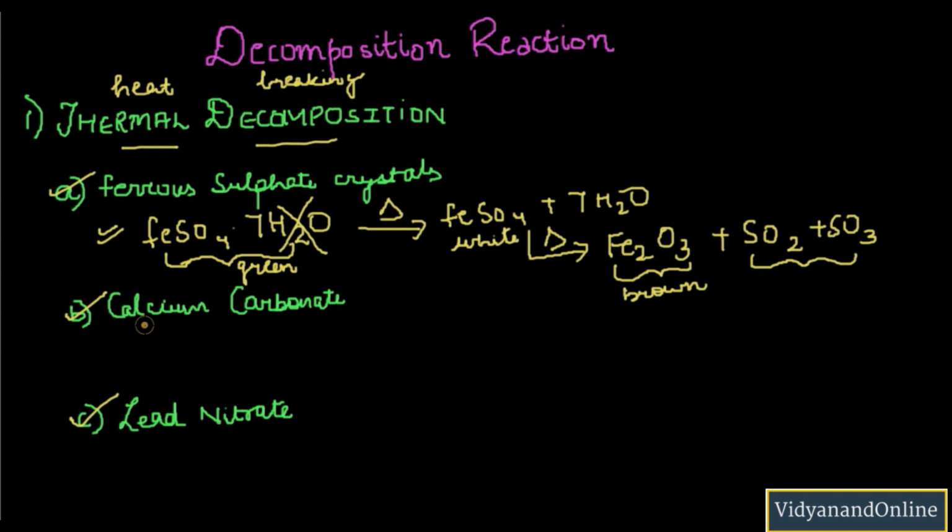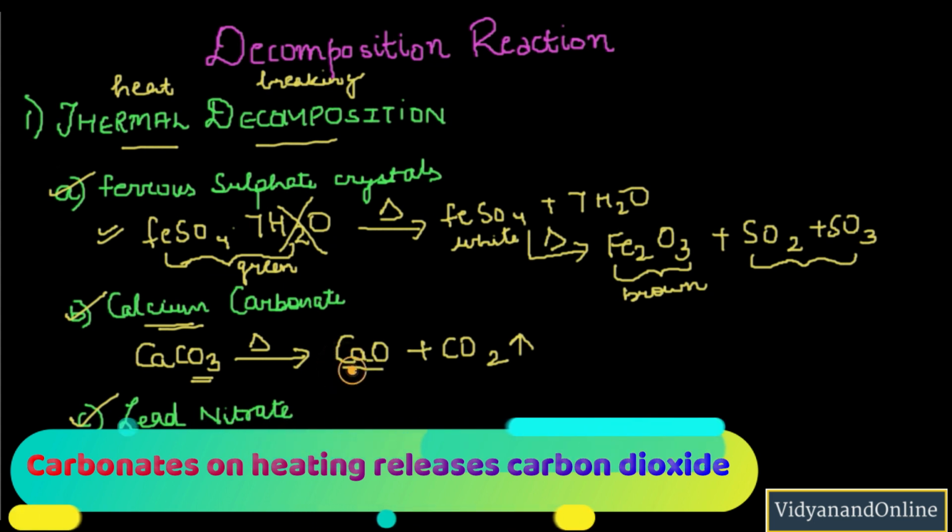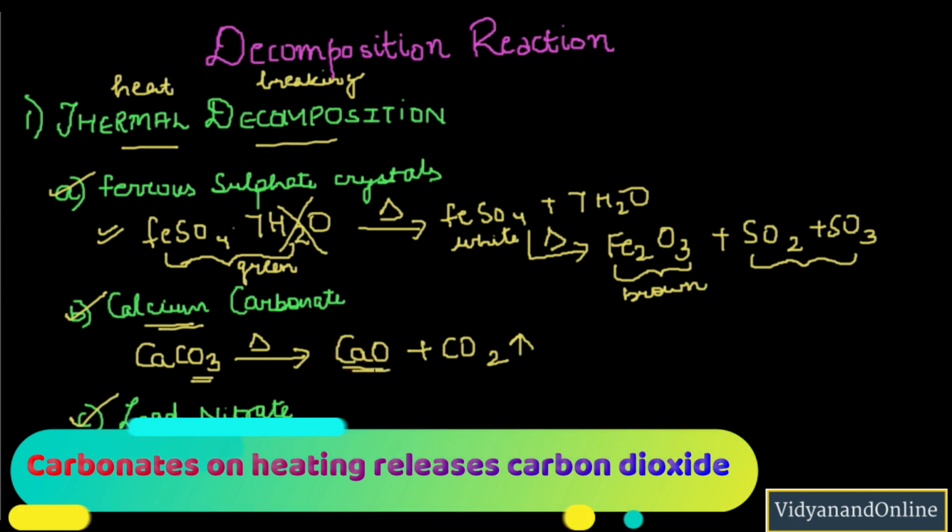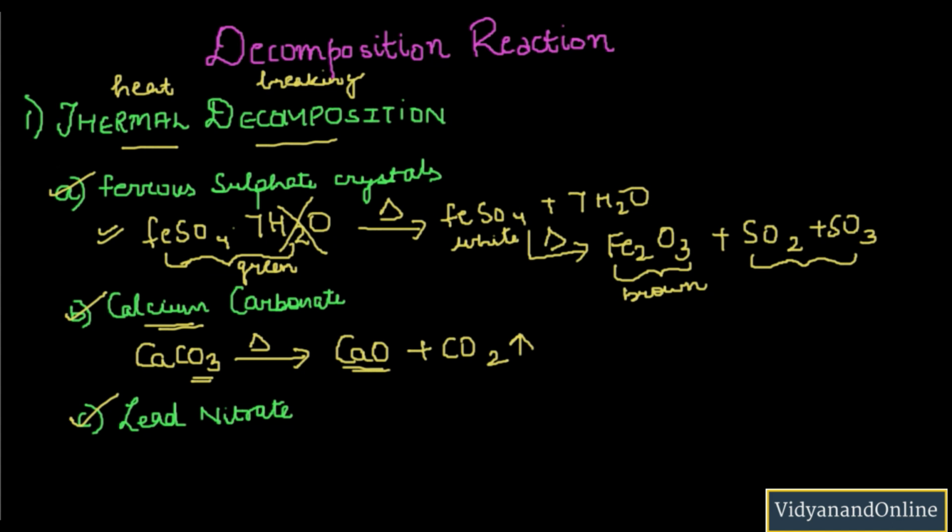Now next is calcium carbonate. Calcium carbonate is CaCO3. It is also called limestone or marble. Once you heat it, what happens? It will decompose into calcium oxide, which is quicklime, and carbon dioxide. So whenever you have carbonate in the reactant, carbon dioxide gas will always be released. Now this quicklime is very much used in the cement and glass industry. So you may get a question on the basis of this.